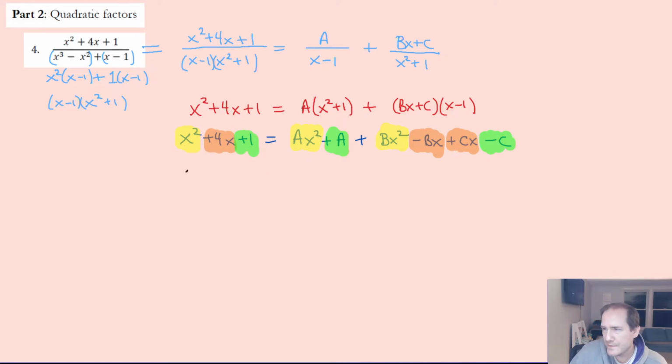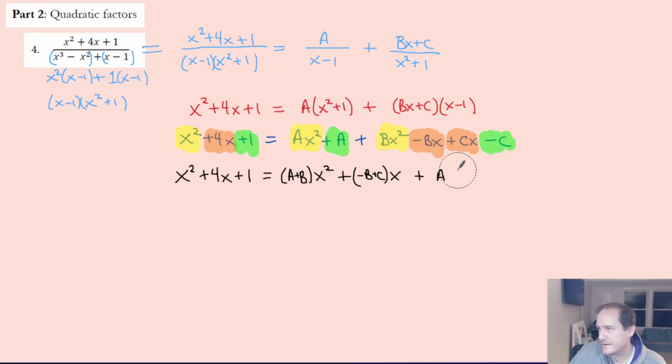So where are we? We've got the x squared plus 4x plus 1. We can see that if I do Ax squared plus Bx squared, I'm going to have an x squared term whose coefficient is A plus B. When I get to the linear, I'm going to have an x term whose coefficient is negative B plus C. And then the constants are literally just going to be an A plus a negative C, so minus C. And again, throw parentheses around that.